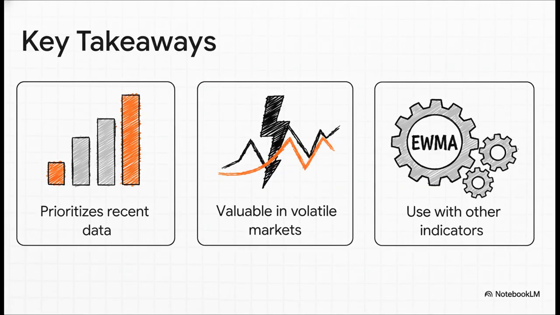All right, let's wrap this all up. What are the big things to remember? 1. The EWMA is faster than the SMA, period, because it cares more about recent prices. 2. That speed is a huge advantage in wild, fast markets where things change in a flash. And 3, and this is so important, it's a powerful tool, but you should never, ever use it all by itself. Always use it with other indicators to get the full picture.